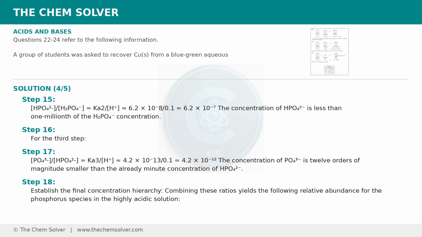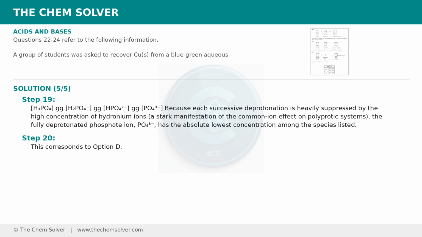Establish the final concentration hierarchy. Combining these ratios yields the following relative abundance for the phosphorus species in the highly acidic solution: H3PO4 >> H2PO4- >> HPO4 2- >> PO4 3-.